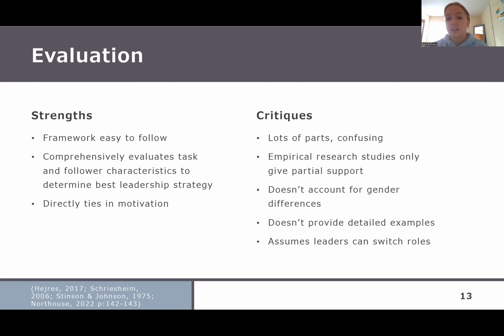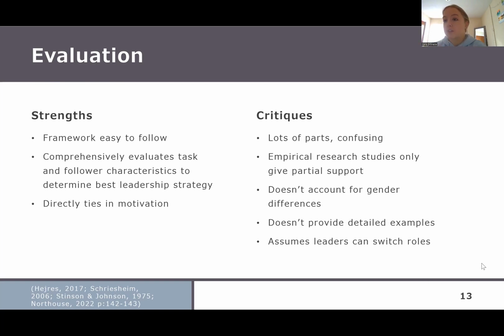The next critique is that it doesn't account for gender differences. A lot of these studies that were done were just based on male leadership. It hasn't really taken into account how females are seen using path goal theory. It also mentioned at one point that different ethnic groups haven't been studied with this theory either, so that's another thing to consider. It also apparently doesn't provide detailed examples. I provided a few examples in this presentation, but path goal theory itself doesn't give you an example for each of the behavior ones and the task ones and the followers.